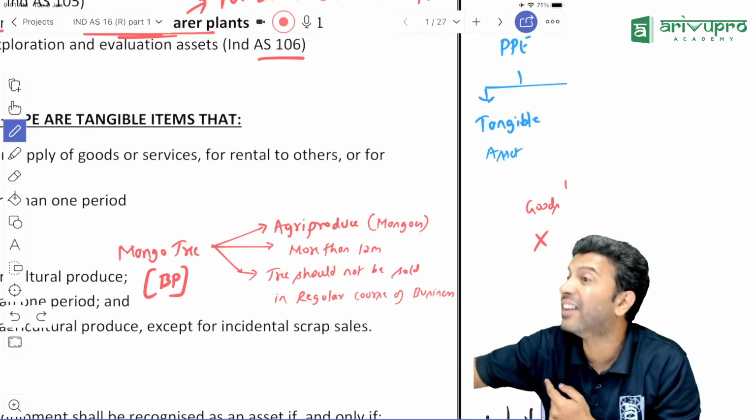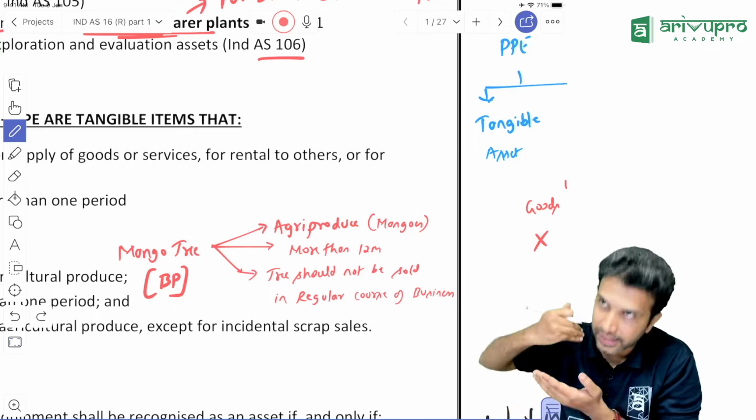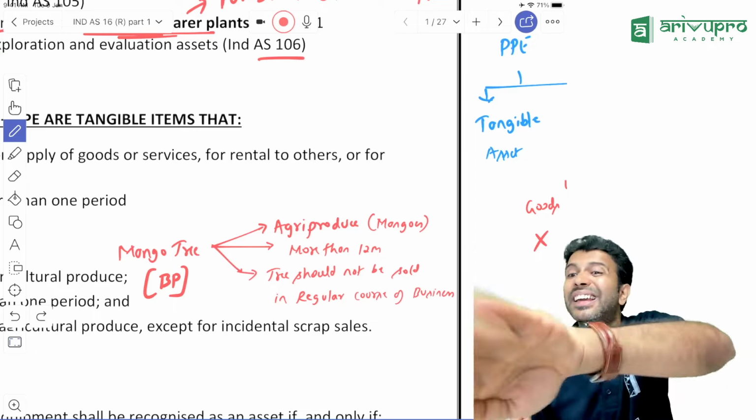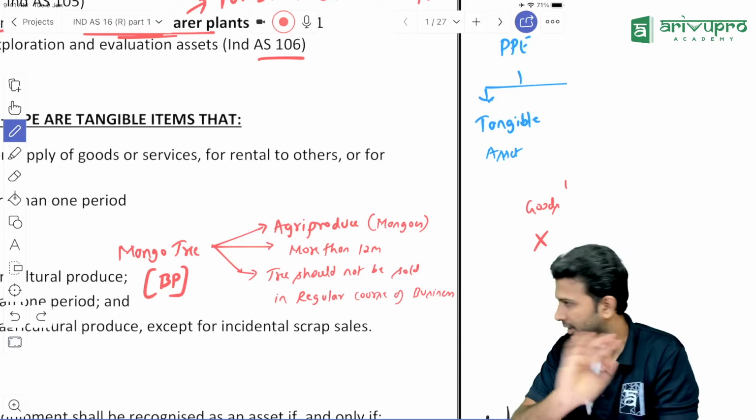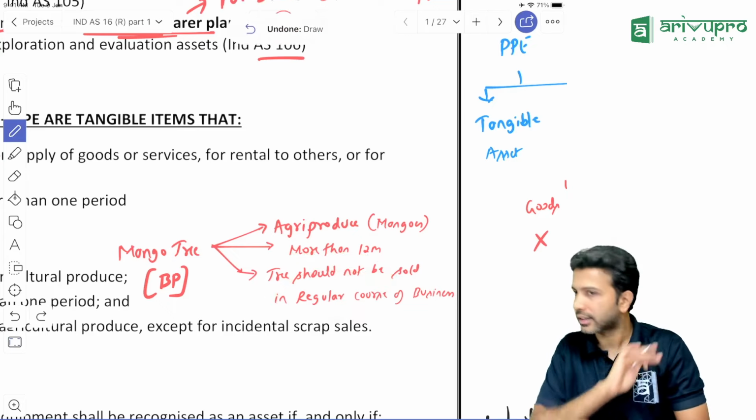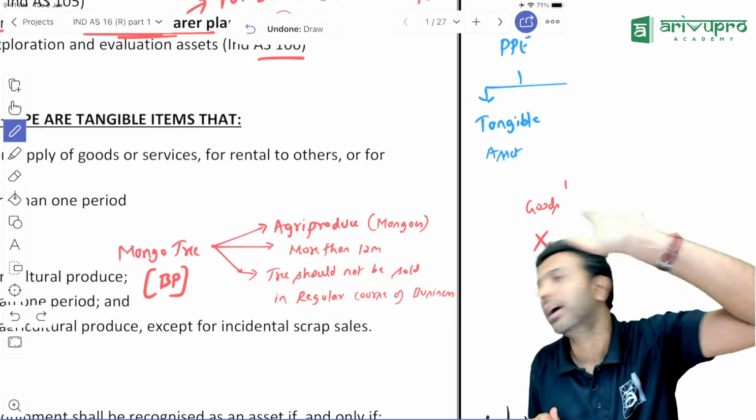We call it what? Inventory. So if the farmer is selling the tree regularly, that tree becomes your inventory. For inventory, we have a separate standard called Ind AS 2. We need to apply that. This is what the third criterion is trying to say. The tree should not be sold in the regular course of business.